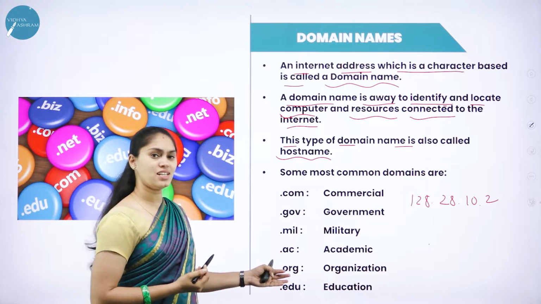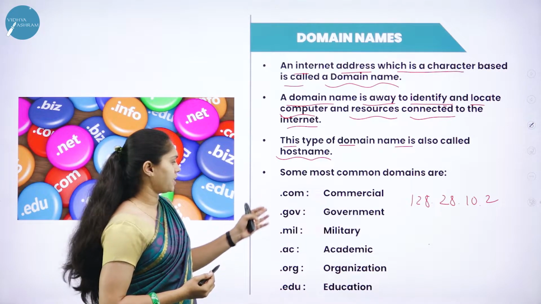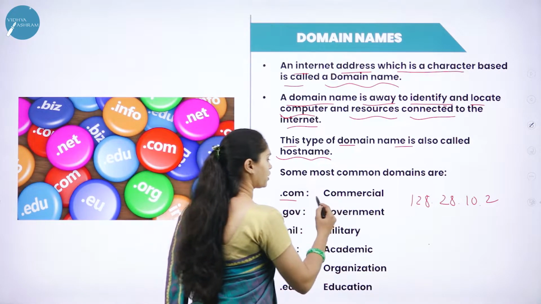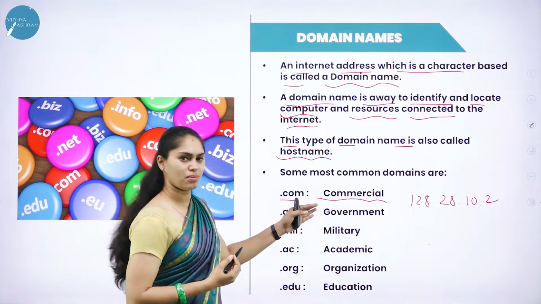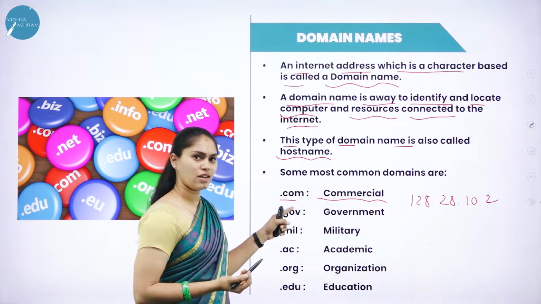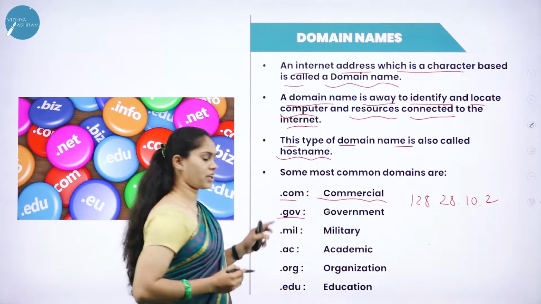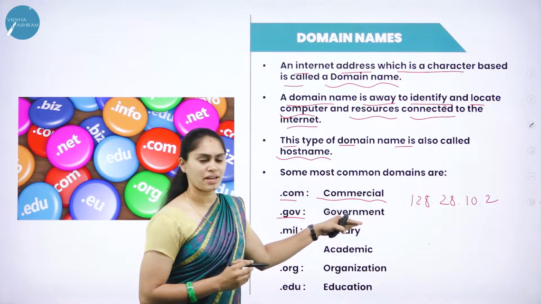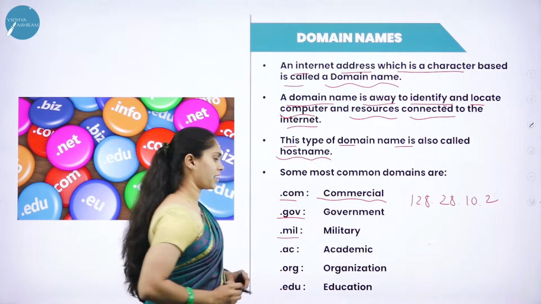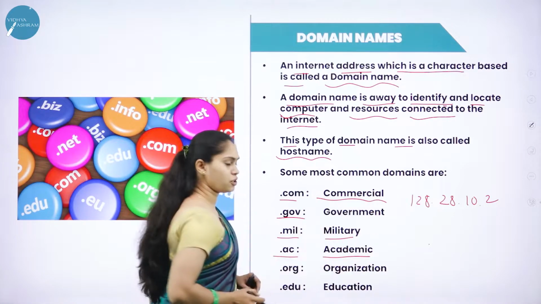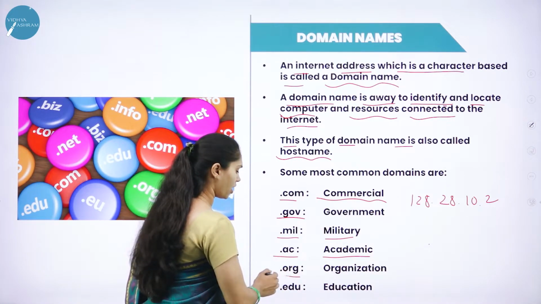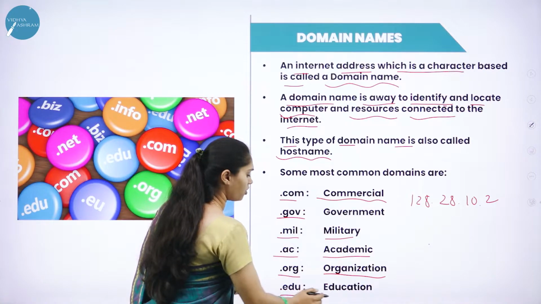So here we have a list of domain names. You can see .com, that is with respect to commercial purpose. If they are using it for business or commercial purpose, then .com will be the domain name. And .gov is related to the government sector, and .mil is related to military, and .ac is related to academic, and .org is organization, and .edu is education.